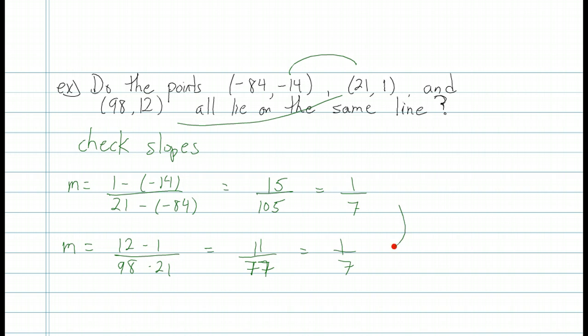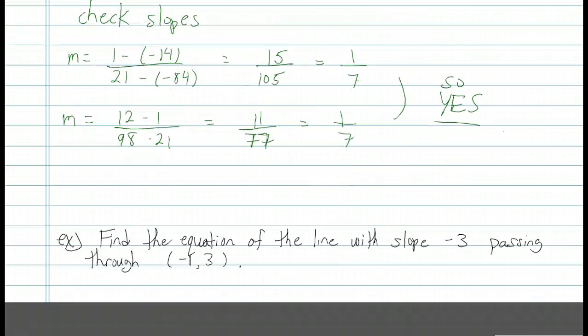Okay, so therefore, thinking about the similar triangles, connecting those points, those triangles are similar, and therefore the slopes are similar, and therefore, yes, they lie on the same line.